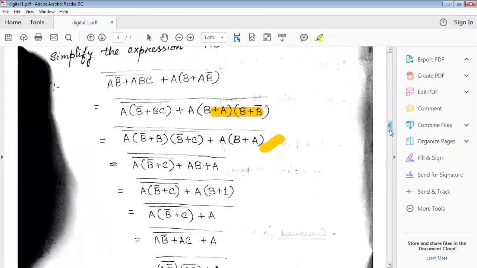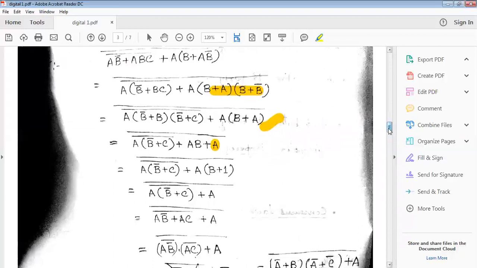Now what I have done, I have multiplied that one: AB plus A into A. A into A will give me only A. Why? Because 1 into 1 equals 1 and 0 into 0 equals 0. So A into A will become A. Now I am taking A common again, so it will become B plus 1. So 1 plus something means it will become 1. 1 into A means only A.